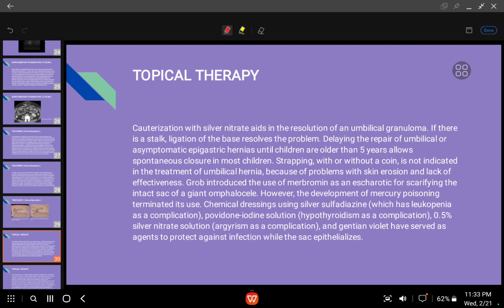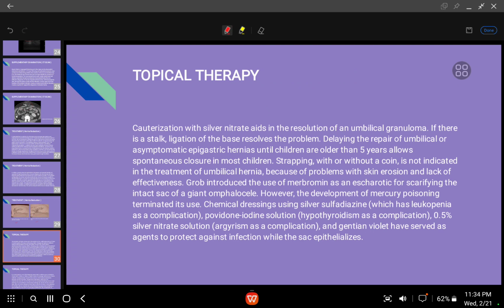So topical therapy: cauterization with silver nitrate aids in the resolution of umbilical granuloma. If there is a stalk, ligation of the base resolves the problem. Delaying the repair of the umbilical, symptomatic, and epigastric hernia until the children are older than 5 years allows spontaneous closure in most children. Strapping with or without a coin is not indicated in the treatment of umbilical hernia because of the problems with skin erosion and the lack of effectiveness.